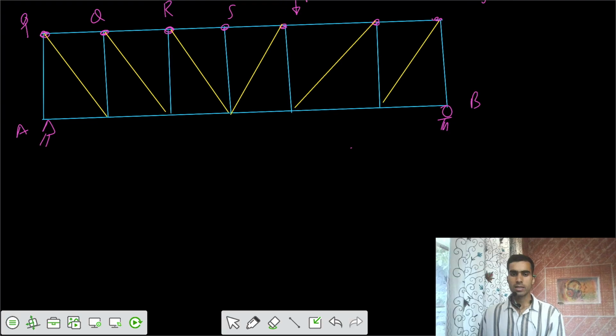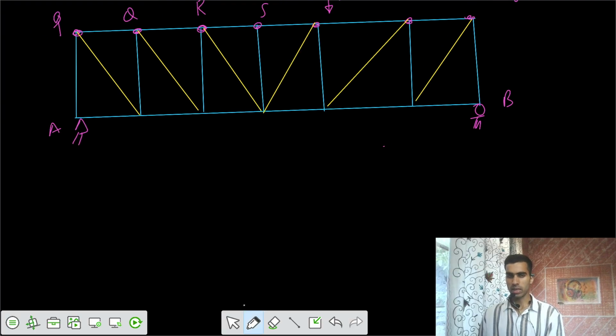Let's say the panel length is A, and the height is equal to H. And theta, we can say theta is 45. If theta is 45, that means the perpendicular H is also equal to A, and this diagonal would be root 2 of A.